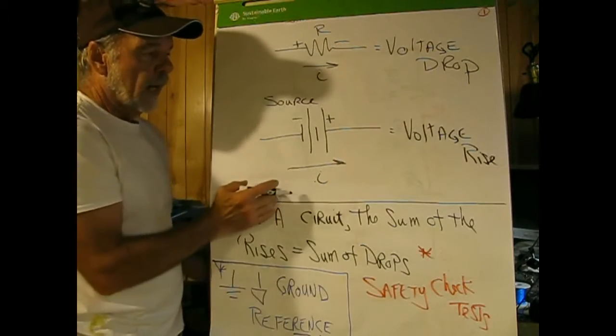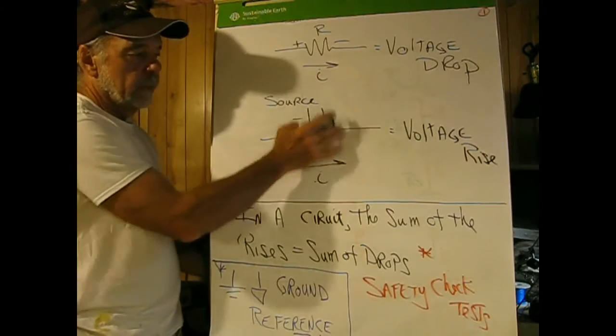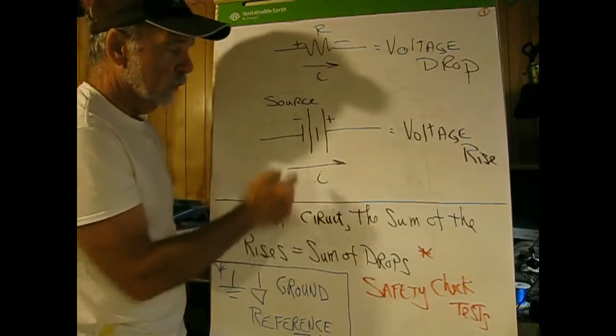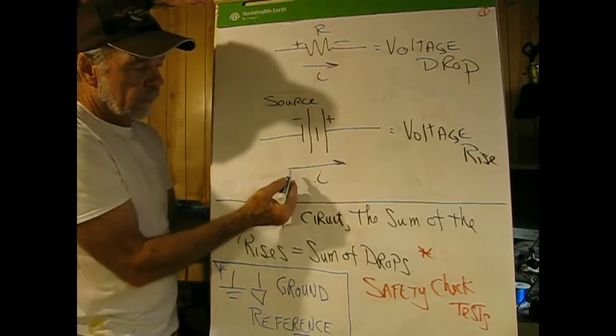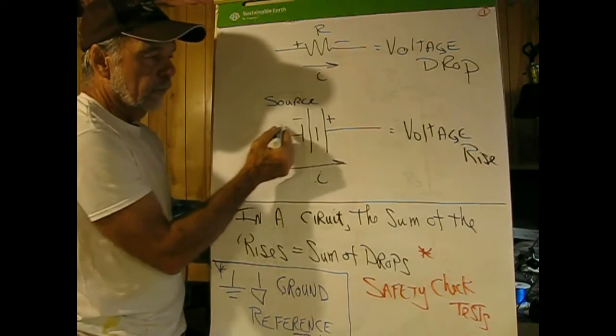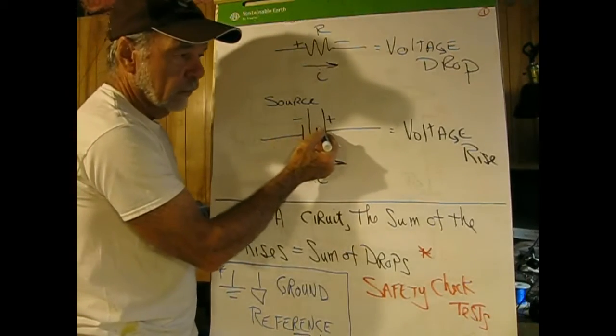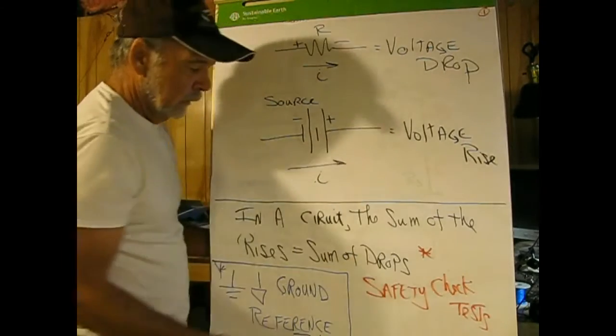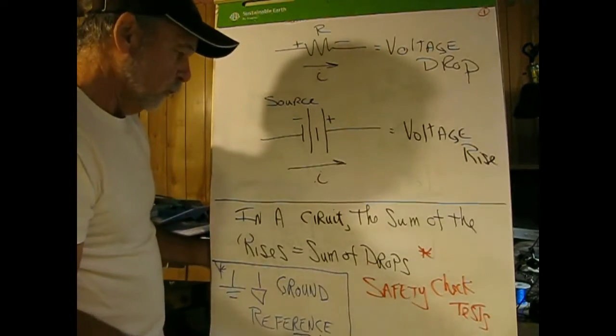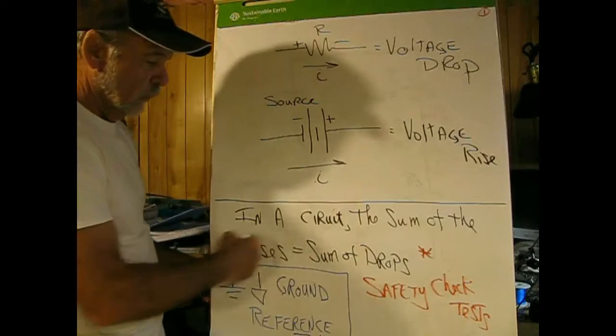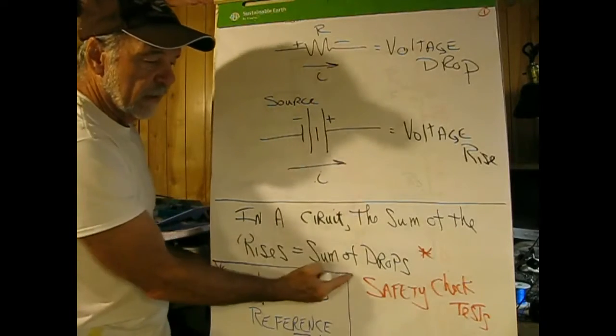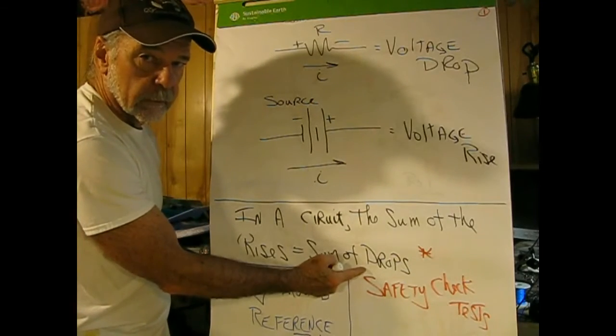A voltage rise, on the other hand, and I'm showing here a battery, which is more than one cell, is when conventional current flows into the negative lead of that device and out the positive lead, and that's called a voltage rise. So in circuits, the sum of the rises has to equal the sum of the drops.